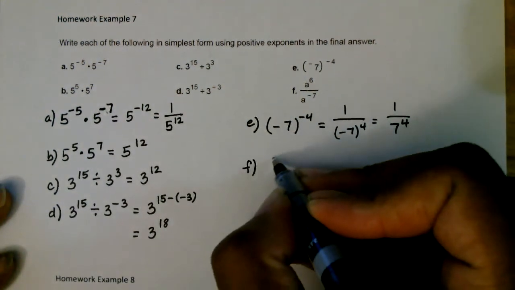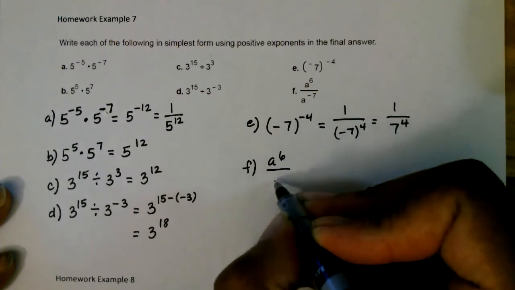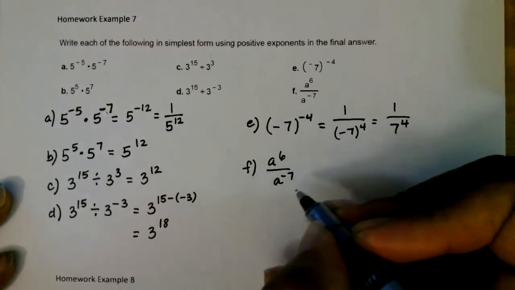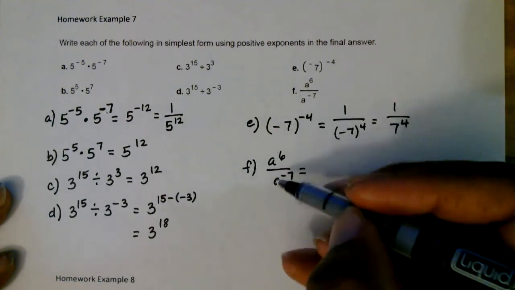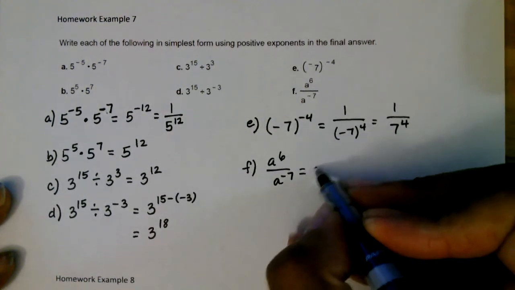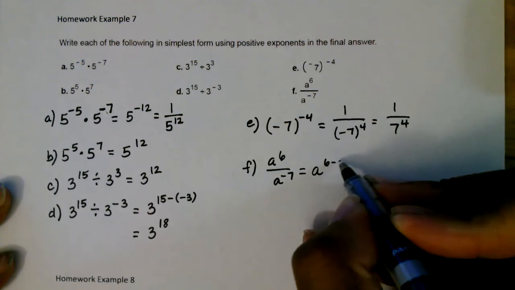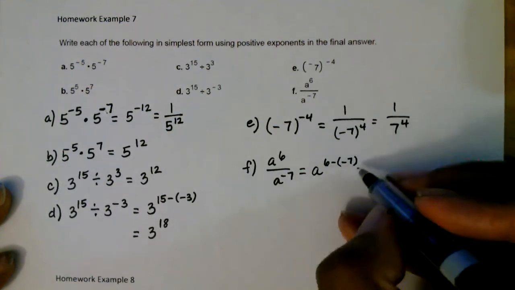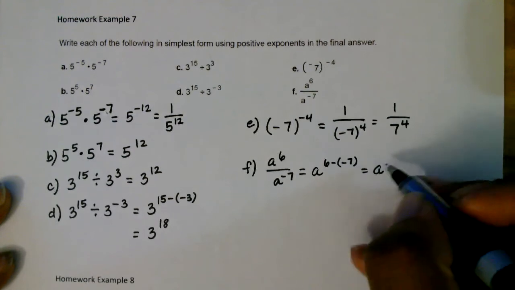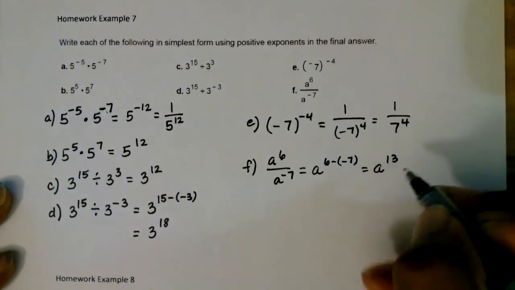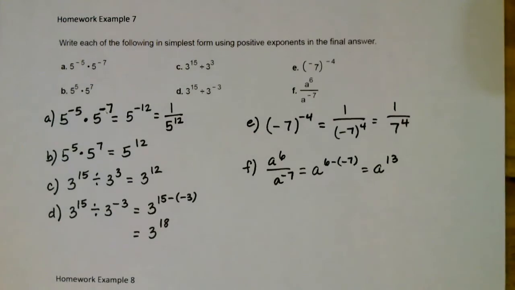In part F, a to the 6 divided by a to the negative 7. Here we're dividing powers of the same base, so we just bring the base over, subtract 6 minus negative 7. 6 minus negative 7 is the same as 6 plus 7, which is 13. So our final answer there will be a to the 13th power.